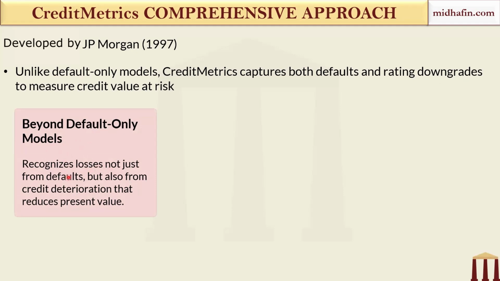Even if a borrower does not default, a rating downgrade will increase the credit spread and it will lower the bond's market value. So this drop in value is also a loss. It represents an economic loss, a loss that traditional default-only models like CreditRisk+ would miss.